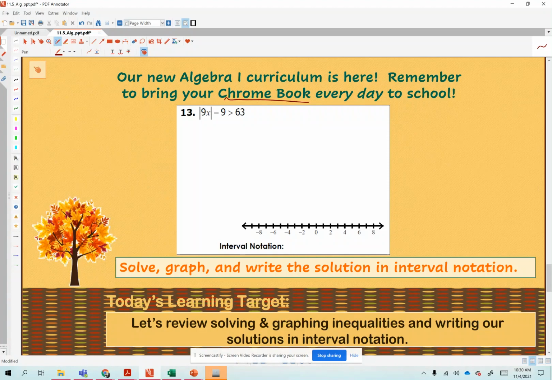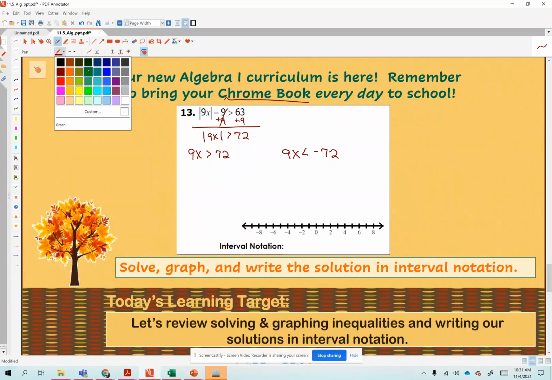So first we need to isolate absolute values, so we'll add 9 to each side, which will give us the absolute value of 9x is greater than 72. Now that the absolute value is isolated, we make 2 cases. So we remove the absolute value bars: 9x is greater than 72. And then we solve the second case: 9x is less than negative 72.